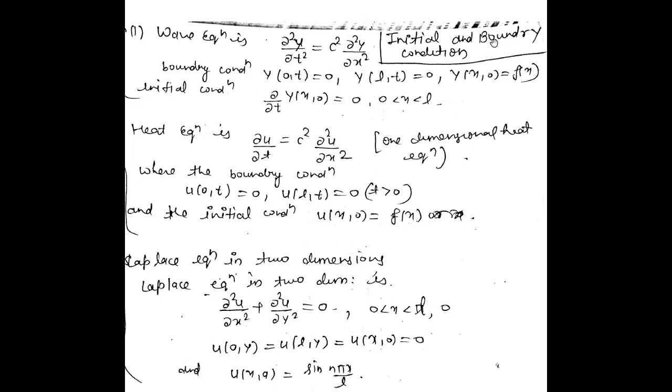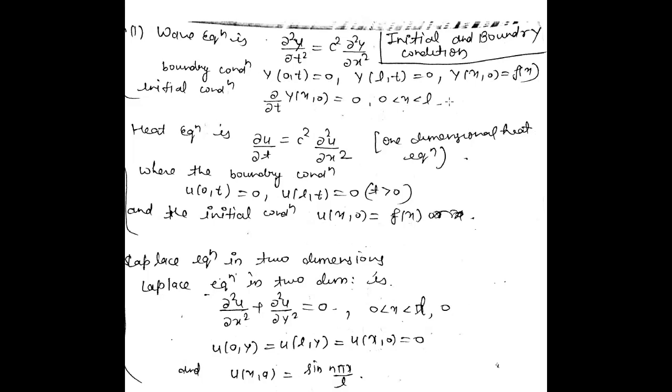Now, what are the initial and boundary conditions? The boundary conditions are y at 0 and t, that means x is equal to 0. So y at x is equal to 0 is 0. y at x is equal to L is equal to 0. y at x, 0 is equal to f(x). This is your boundary condition, right? What is the initial condition? The derivative of y at t is equal to 0 is equal to 0, for 0 less than x less than L.